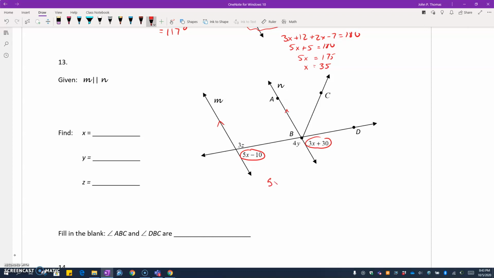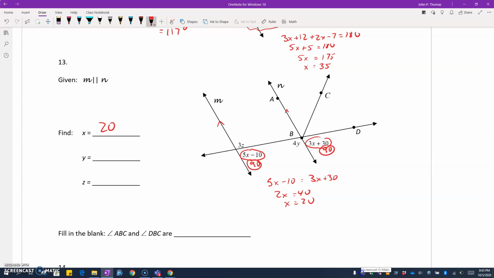We're going to set them equal, so 5x minus 10 equals 3x plus 30. Now we're going to solve. So we get 2x equals 40 if you subtract the 3x and add the 10, or x equals 20. Alright, as soon as we get that 20, we can find out what each of those angles is. So 5 times 20 is 100, minus 10 is 90. So we know this is 90. We know this is 90 as well.